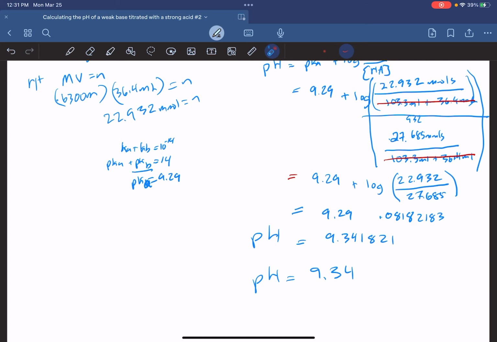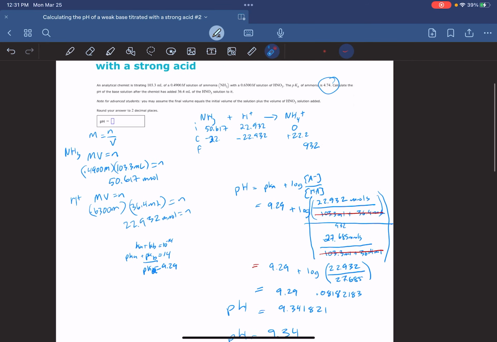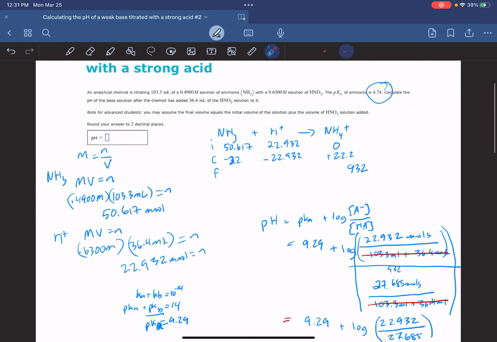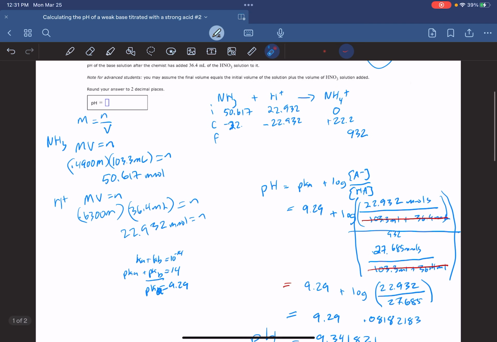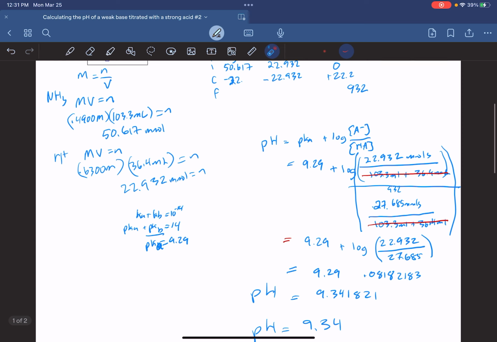So anyway, we love it anytime that we have a problem and after the big dog has been taken care of, if we have both the base and its conjugate acid, or acid and conjugate base, and it doesn't matter which one we have first, we can use this equation always. Now, if they give us a pKb, we might have to convert to pKa. But this is what I would suggest you do every time we have a problem like this. Hopefully this has been helpful.